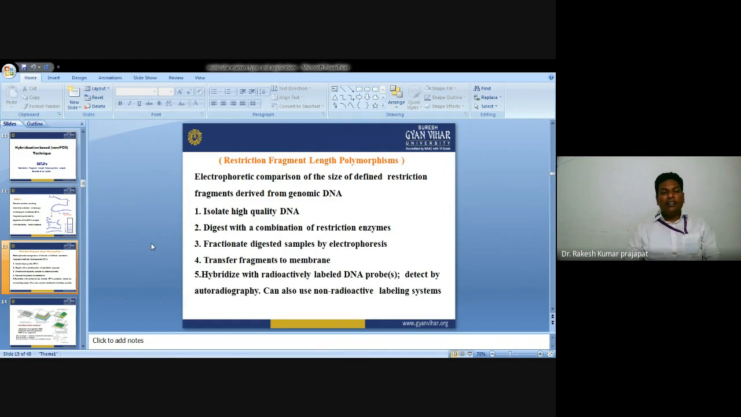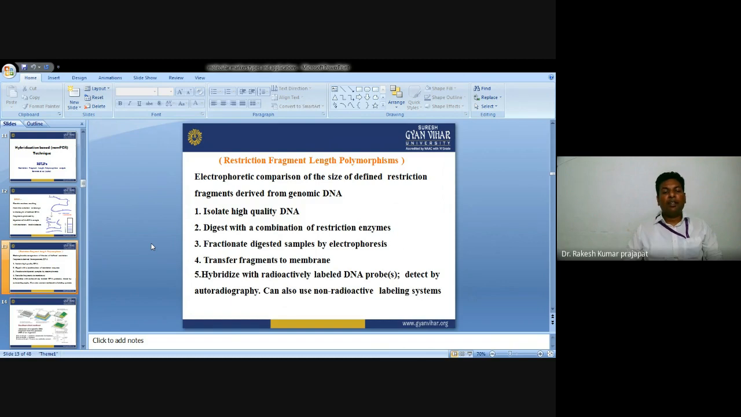It is the electrophoretic comparison of the size of defined restriction fragments from the genomic DNA. So how can we identify these restriction fragments? First, we have to isolate high quality DNA from a source organism, a source plant cell, and digest it with restriction enzymes. We can use individual enzymes or a combination of them. Then fractionate the digested sample by electrophoresis. We run all these restriction fragments on an electrophoresis gel.